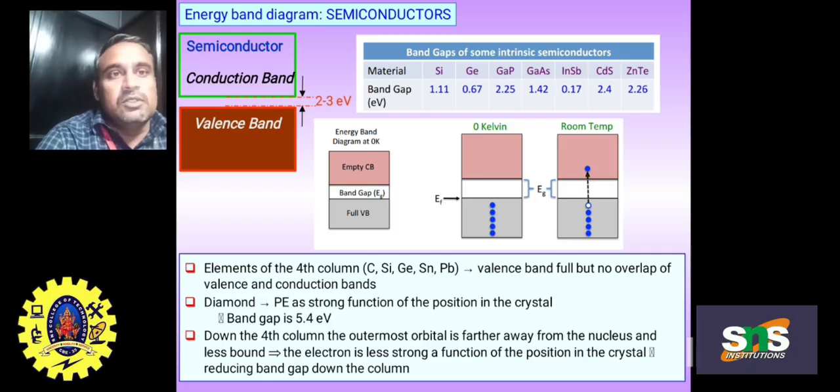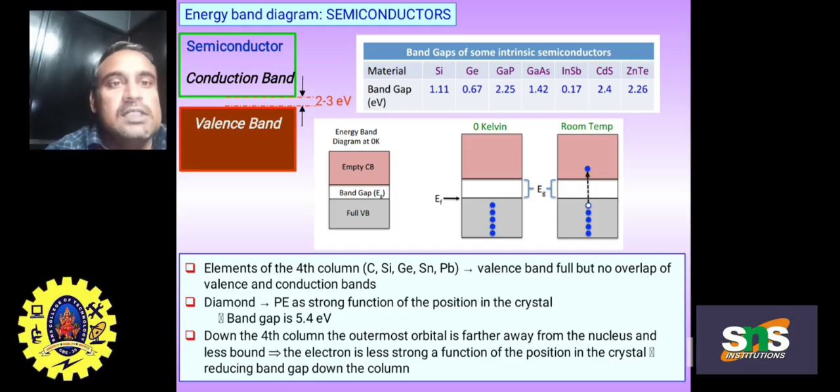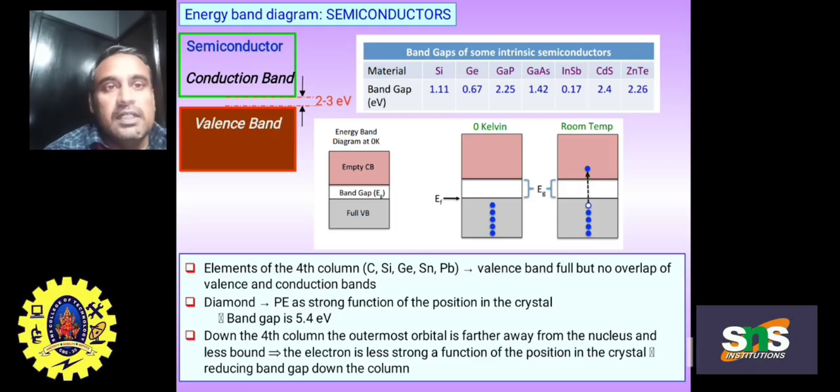The first table shows the band gap energy of some intrinsic materials, for example silicon 1.11, germanium 0.67, and gallium arsenide 1.42. These are examples of intrinsic semiconductor band gaps. The table shows that at 0 Kelvin all semiconductors behave as insulators. The first diagram shows that at 0 Kelvin the valence band is fully filled with electrons, and the conduction band is almost empty. The gap between valence and conduction band is called the band gap energy.